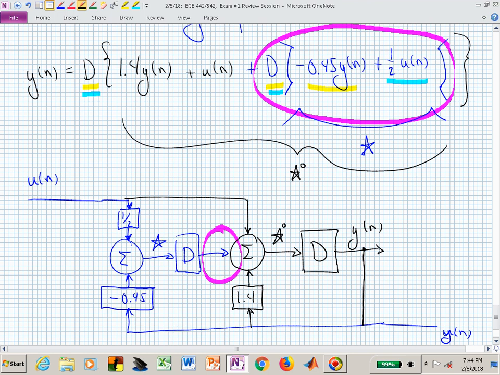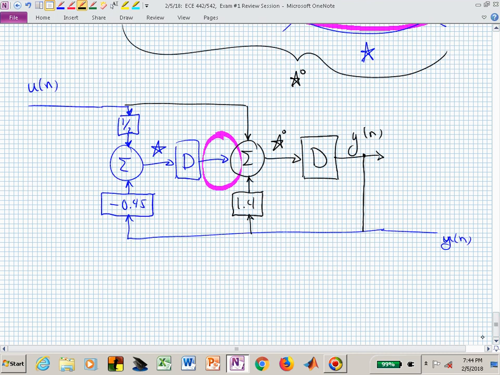This is now our block diagram, and how many delay blocks do we have? 2. What's the order of that system? Second order. Now, is it clear where that delay block came from?